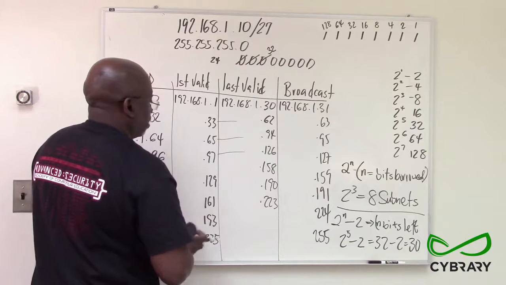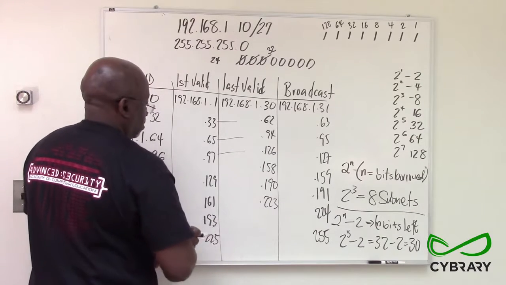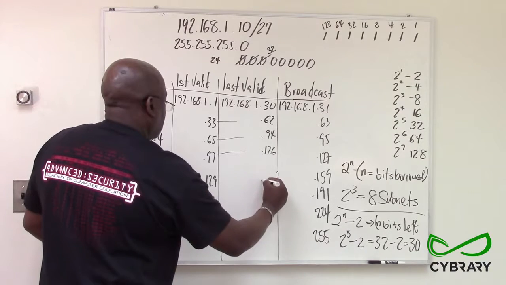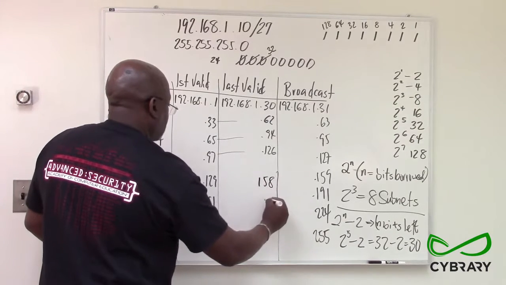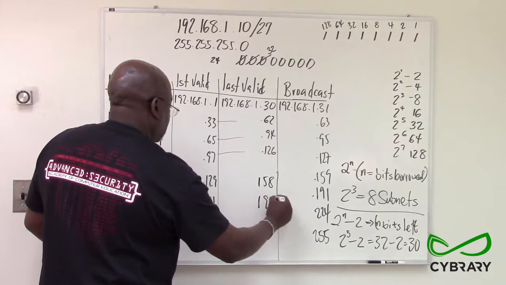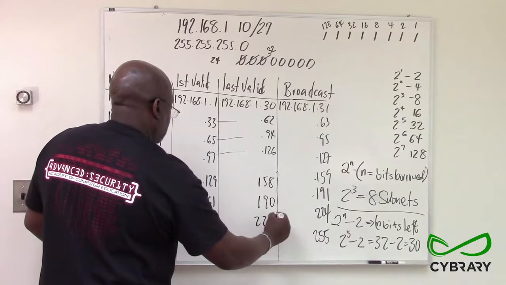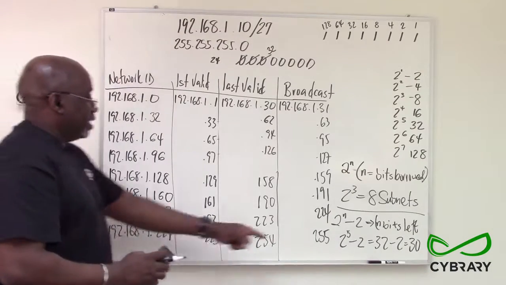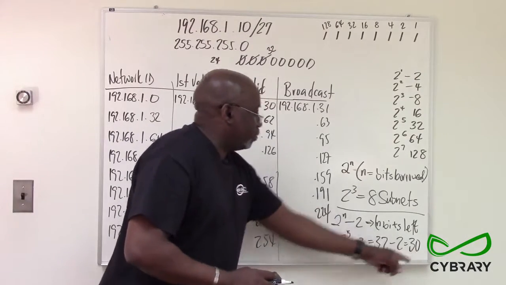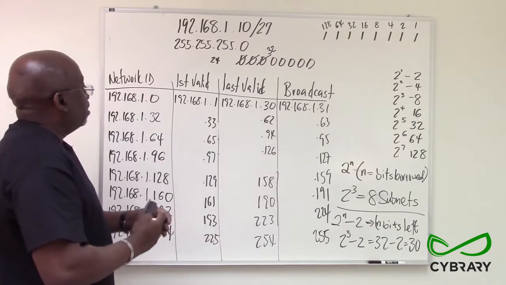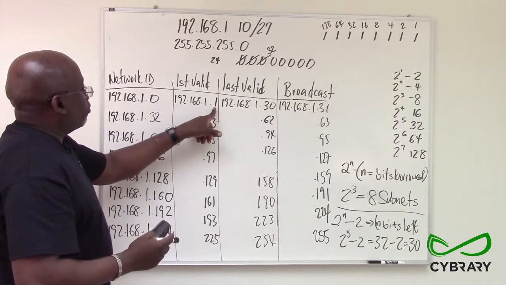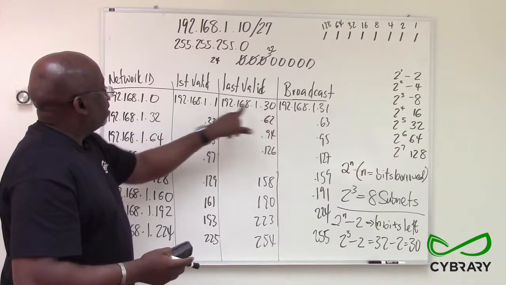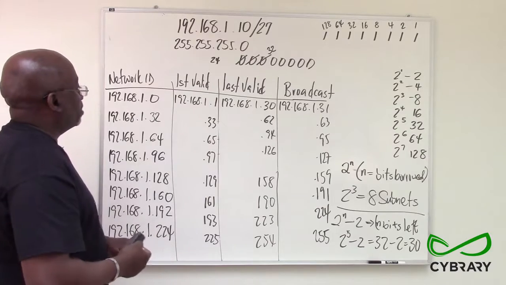Oh, I think I've gone too high. Let's come back down a little bit. So we have 158, 190, 222, and 254. So this tells us we're going to have 30 computers per subnet. There's the proof. 1, the first valid, 30, the last valid. Between 1 and 30, you have 30 computers.